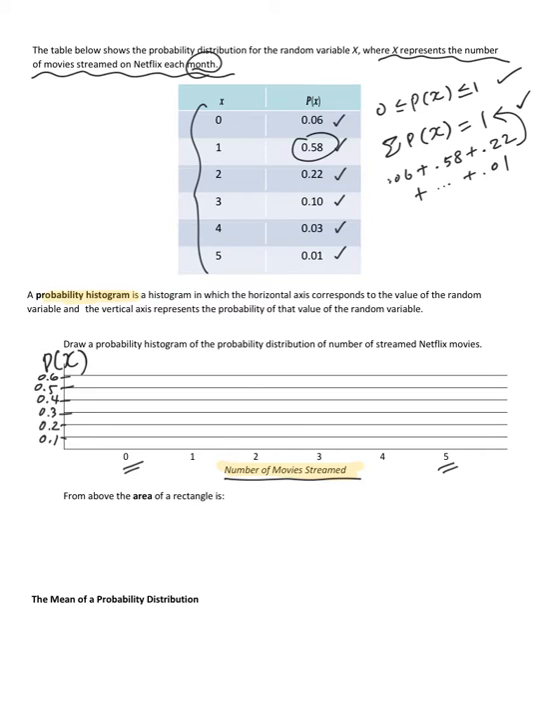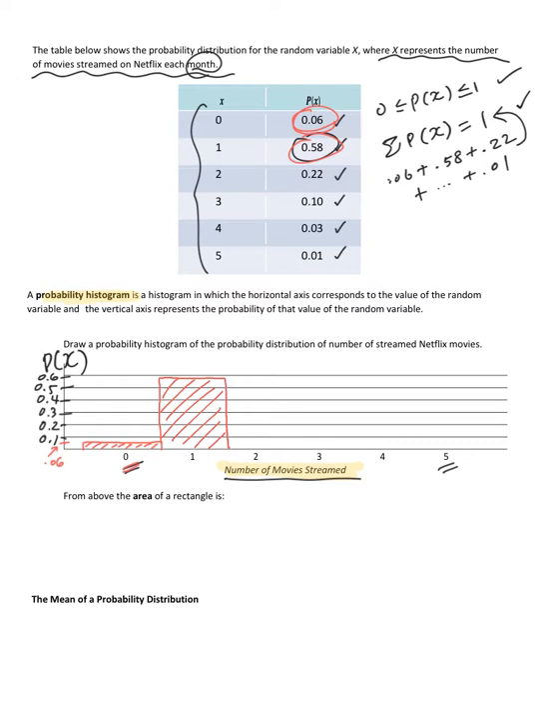Okay, we're ready. For discrete variables, the number is normally right in the middle of the bar. The probability that they stream 0 movies is 0.06, so it's a little over halfway on the first notch, somewhere here. So this is for x equals 0, 0.06. And how about when x equals 1? That's 0.58, so that's almost all the way to the tippy top.